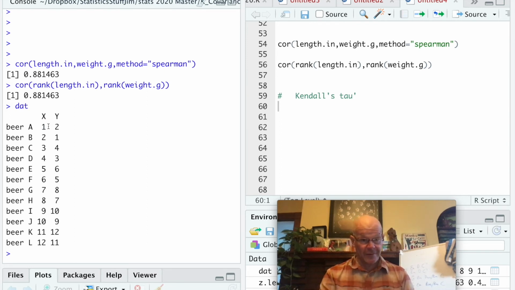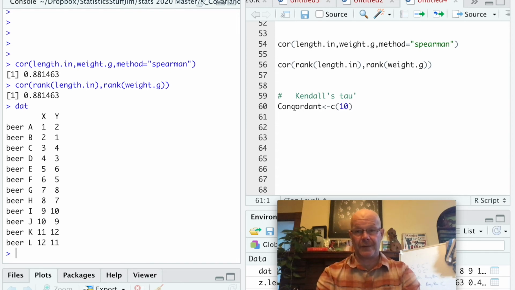So we start with 1. 2 is not greater than 1. 1 is not greater than 1. But 4 is. 3 is. 6 is. 5 is. 8 is. 7 is. 10 is. 9 is. 12 is. And 11 is. So for our first concordant pair, we had 10.